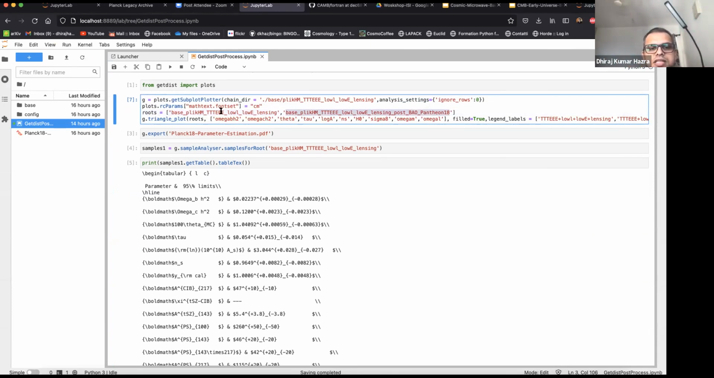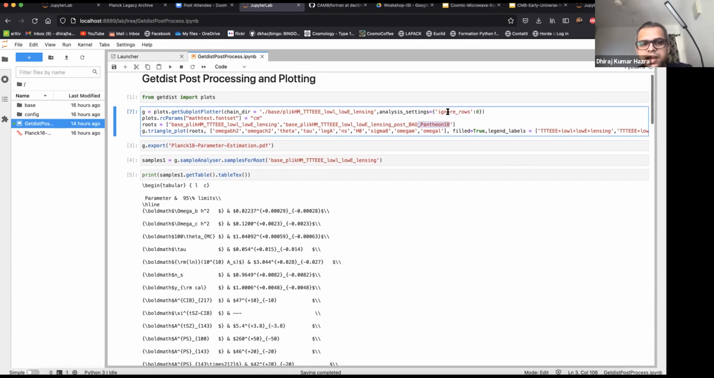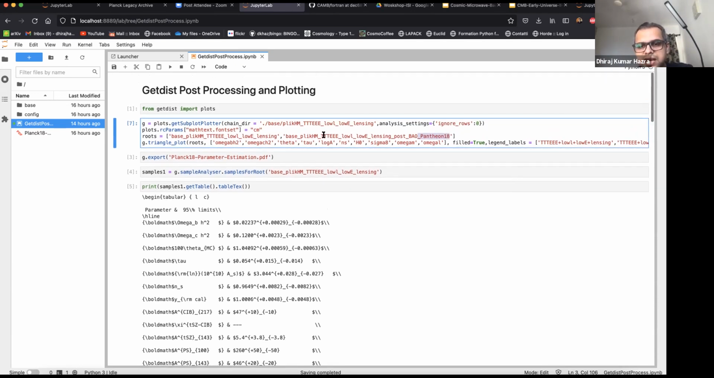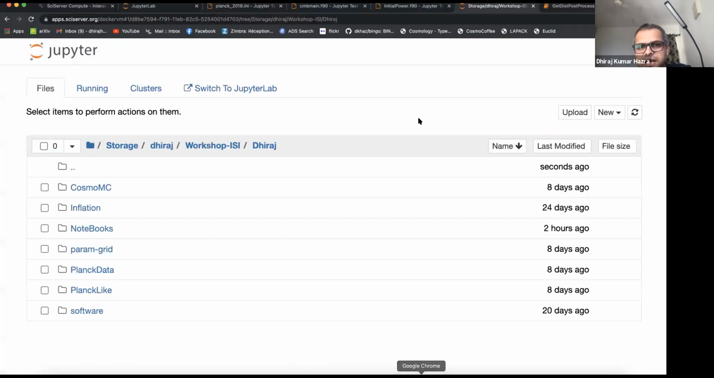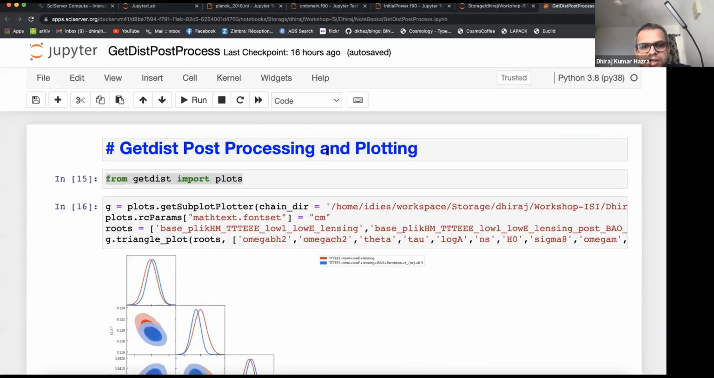One is with TTTEE and low L and low E. For this, look at my lecture yesterday. Planck likelihood is used, lensing is used, and then the other is when you are using all this data plus BAO plus the Pantheon 18 dataset. So the BAO dataset and also the supernova dataset are used. And then what you are asking is to run it and get me the estimated parameters. For some reason it is not showing here, but I have another one open for you here.